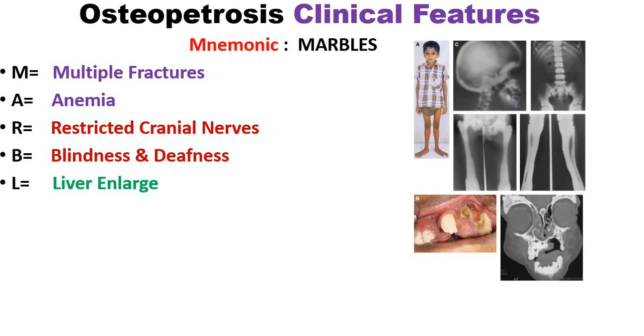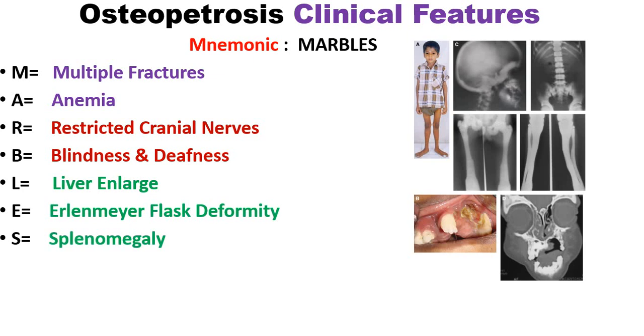Next is the L for liver enlargement, or hepatomegaly, which occurs due to osteopetrosis. Next is the E for a specific type of deformity like the Erlenmeyer flask deformity. It can occur due to osteopetrosis.